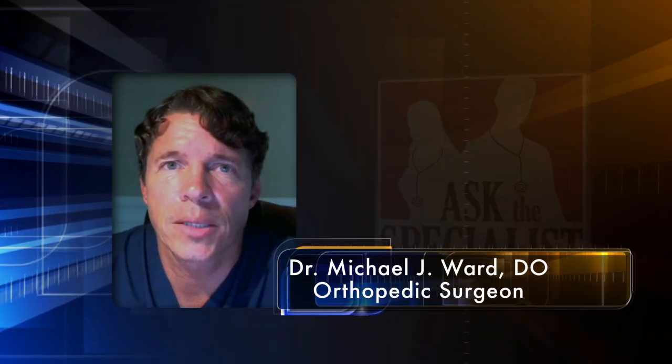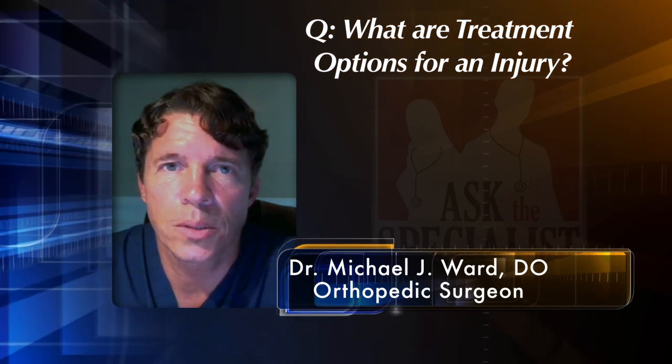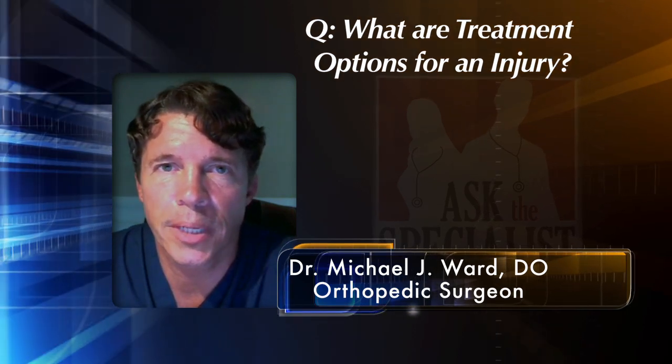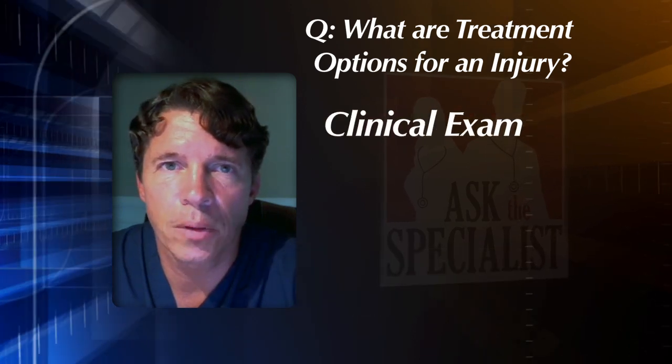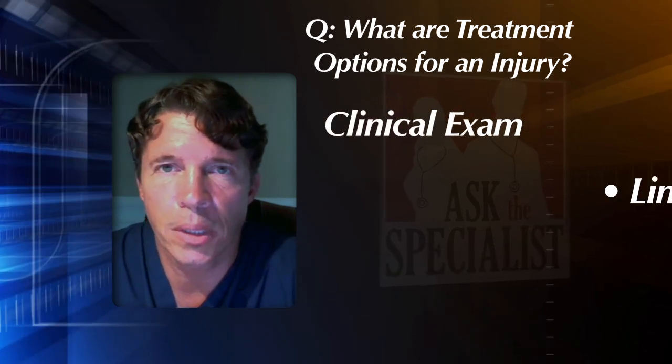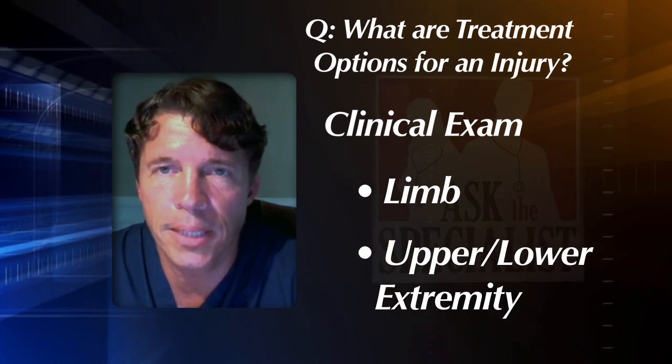Frequently, I also get asked when I see the initial encounter with a patient as to what the treatment options are and how do we progress in the proper direction. And I explain to the patient that our clinical exam is the first thing, whether we're examining whatever limb it is, upper extremity, lower extremity, knee, shoulder, hand, etc.